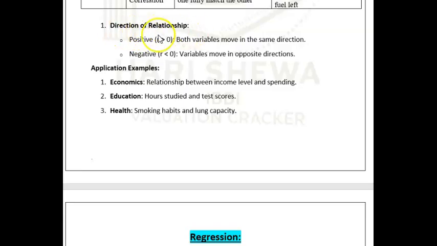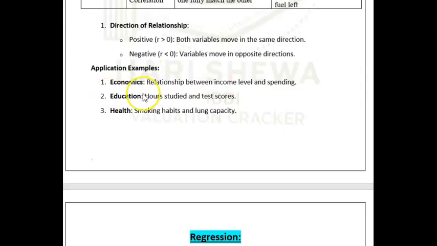Correlation depends on the direction of the relationship. Positive, if both variables move in the same direction. That is a positive correlation, and the correlation coefficient R will be greater than 0. Negative correlation: variables move in opposite directions. One moves in the positive direction, the other in the negative direction. That is called a negative correlation. Here the correlation coefficient R will be less than 0.